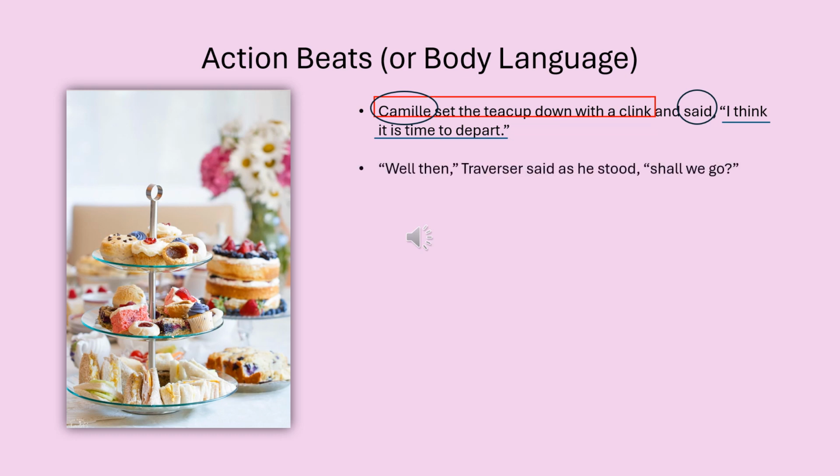Next, "Well then," Traverser said as he stood, "shall we go?" See here, this is an example of the dialogue tag being in the middle of one sentence. "Well then, shall we go" is the dialogue. "Traverser said" is the dialogue tag. "As he stood" is the action beat. He is standing up and talking at the same time. He is saying, well then, shall we go? And notice that since "well then, shall we go" is one sentence, it's separated off from the dialogue tag and action beat by commas here.